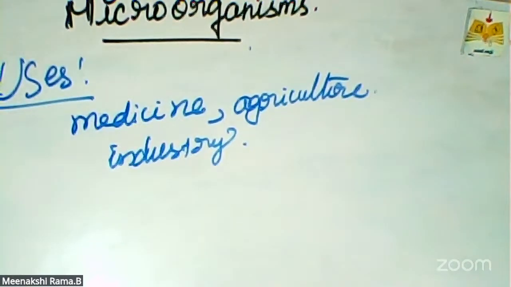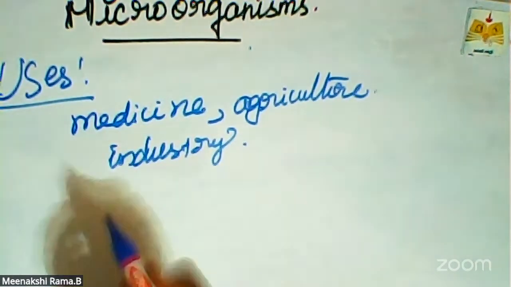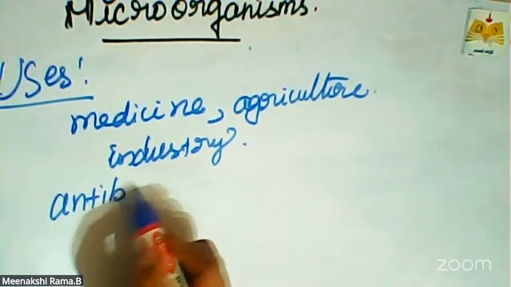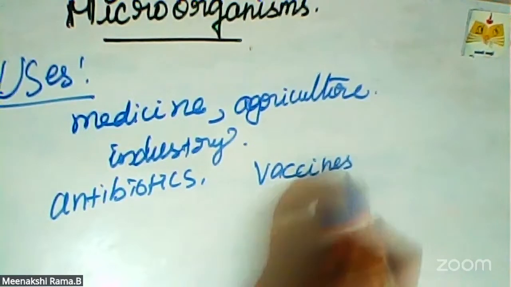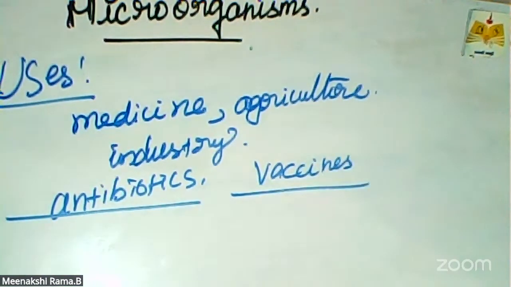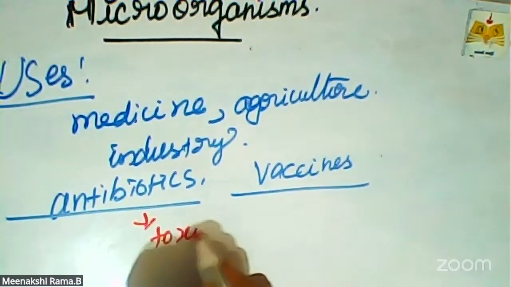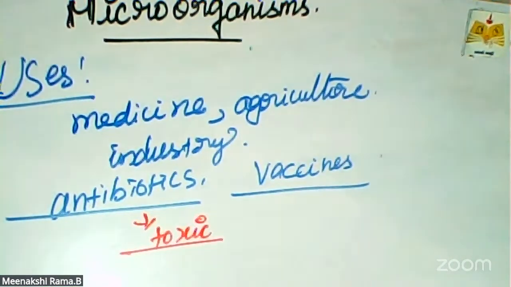Medicine: we obtain antibiotics and vaccines. These are two major parts, two important kinds of medicines. Antibiotic means, anti means against. An antibiotic is a substance produced by a living organism that is toxic to other organisms. Such toxic material is called an antibiotic.